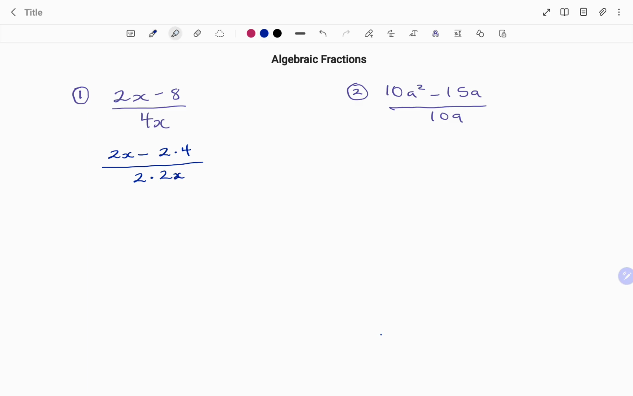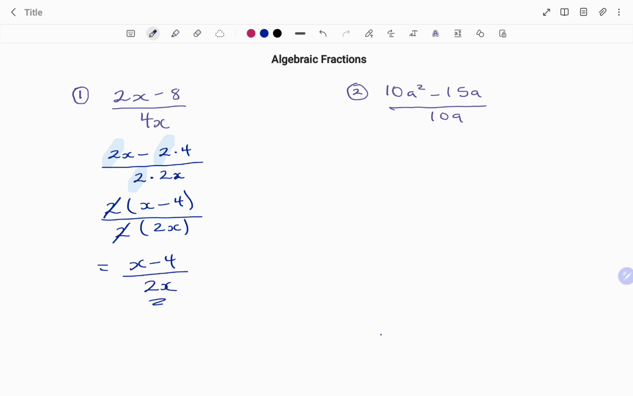I'm going to highlight the common factor in each term. And if you see, I have 2 being common to all the terms. So I'm going to factorize 2 out. I'm left with x minus 4. Whatever I do at the top, I'm going to do at the bottom. I have 2 out. I'm left with 2x. The 2 cancels because 2 in 2 is 1. Therefore, I'm left with x minus 4 over 2x.